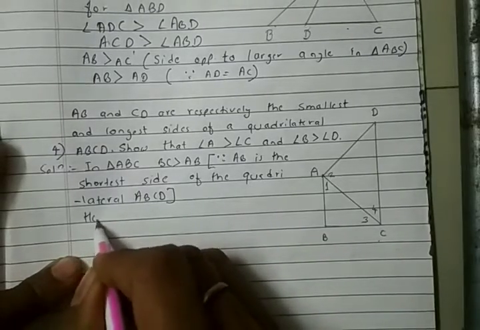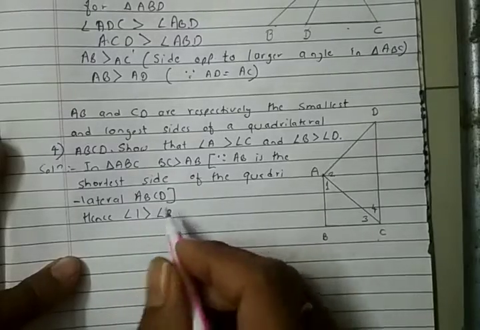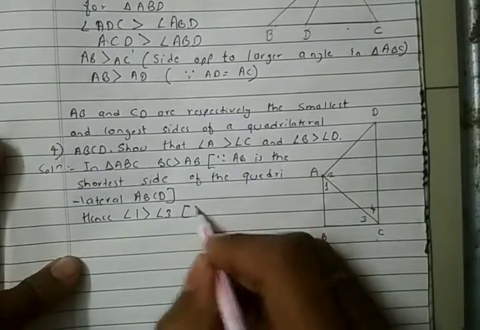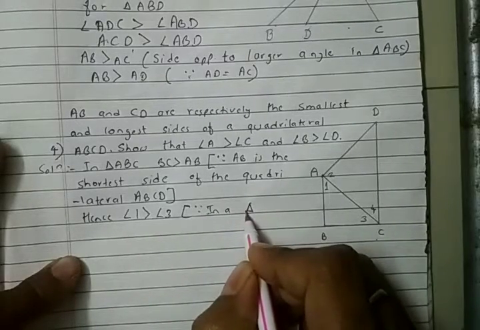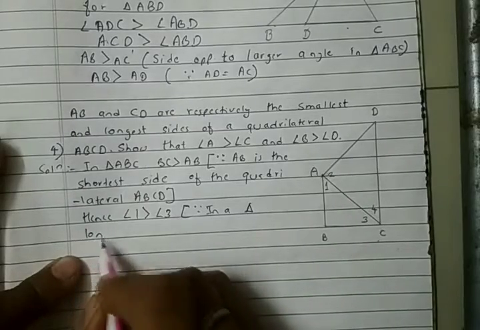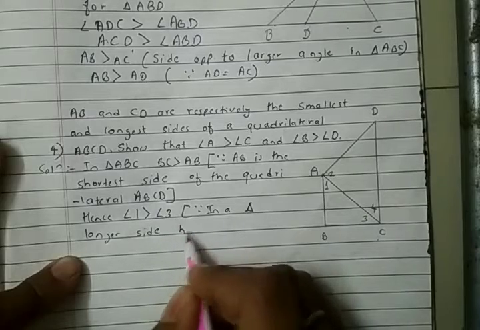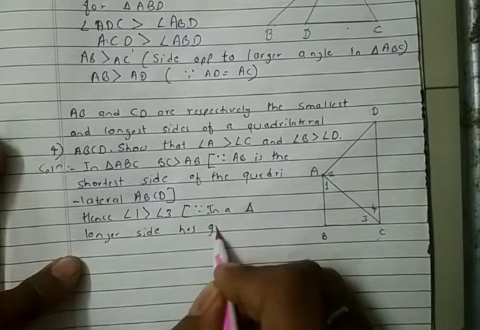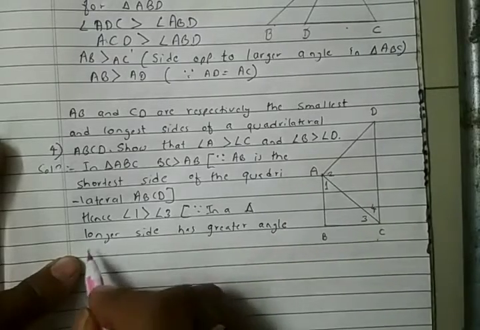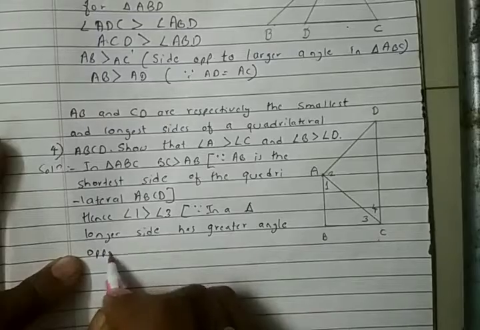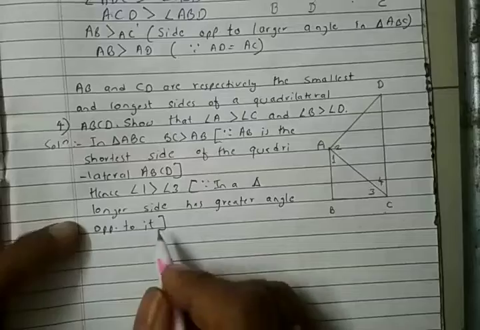Now you can say that hence angle 1 is greater than angle 3, because in a triangle the longer side has the greater angle opposite to it. We have just proved that in the theorem.